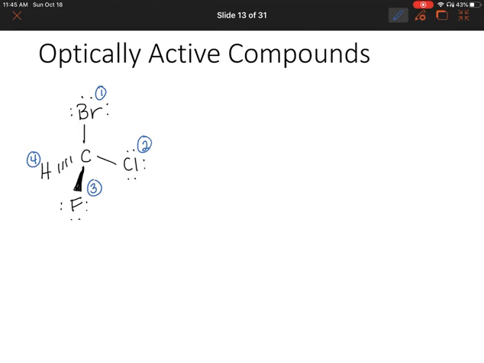so that's good. Let's draw a circle from 1 to 2 to 3. If we imagine that it's a steering wheel, we're rotating our steering wheel to the right, or in a clockwise direction. So is that R or S? R. Okay, so this particular molecule has an R configuration, and it can rotate light. Now, let's look at its mirror image.